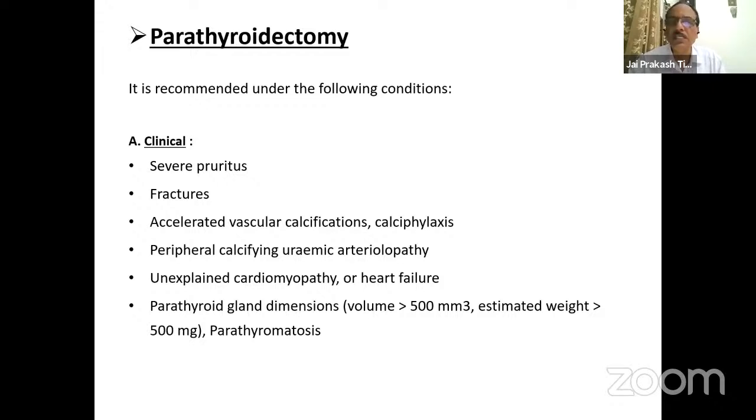These are the indications. Clinical: severe pruritus. Pruritus is such a problem in these patients that it may require parathyroidectomy. Fractures, accelerated vascular calcifications, calcific uremic arteriolopathy, unexplained cardiomyopathy and heart failure, and if the parathyroid gland dimension is more than 500 cubic millimeters.